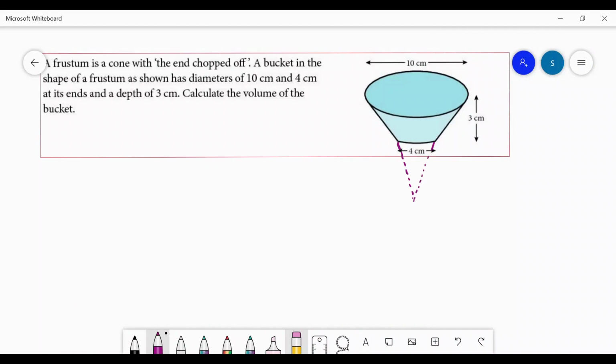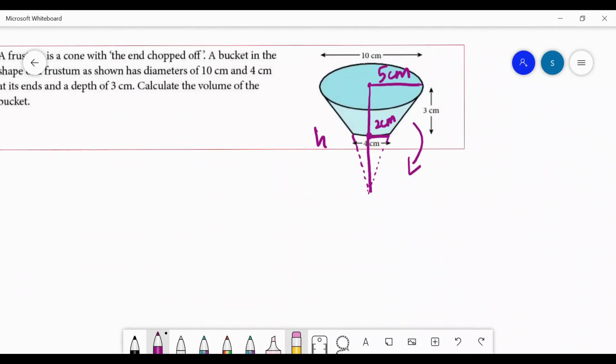Had the end not been chopped off, this bucket would have simply looked like a cone, something like this. This would have been the height of that cone. This would have been the radius, which is half of 10, 5 centimeters. And this simply would be 2 centimeters, half of the diameter, 4 centimeters.